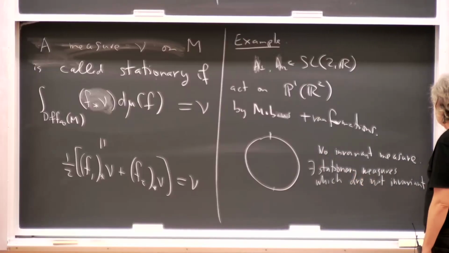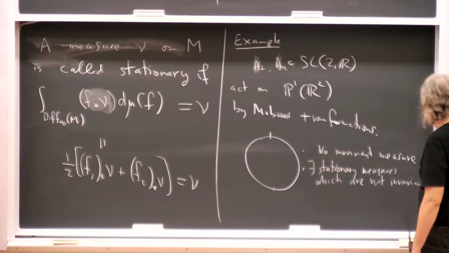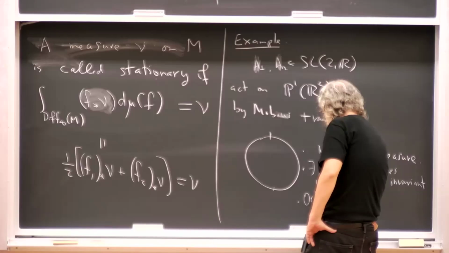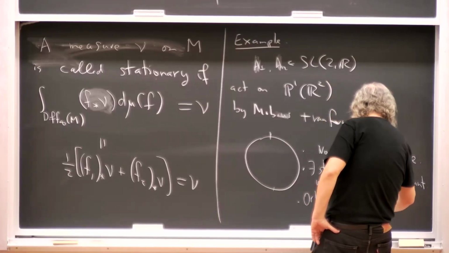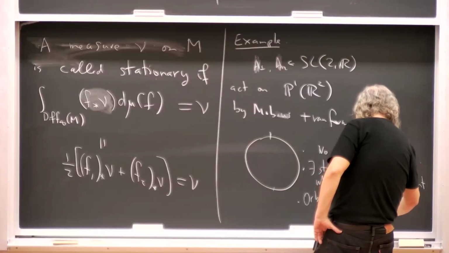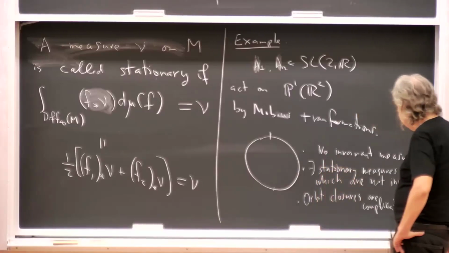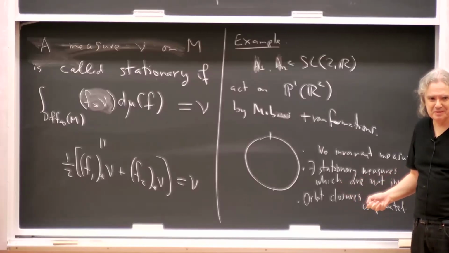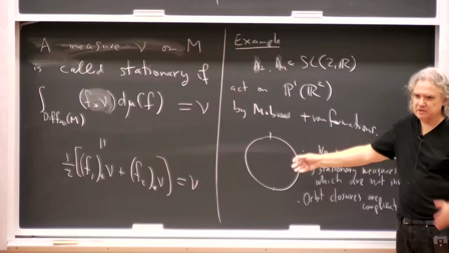Another bullet point: orbit closures are complicated. Any limit set of a Fuchsian group is going to be an orbit closure. You can easily imagine just taking two matrices and acting on a point to get some sort of complicated fractal in general.